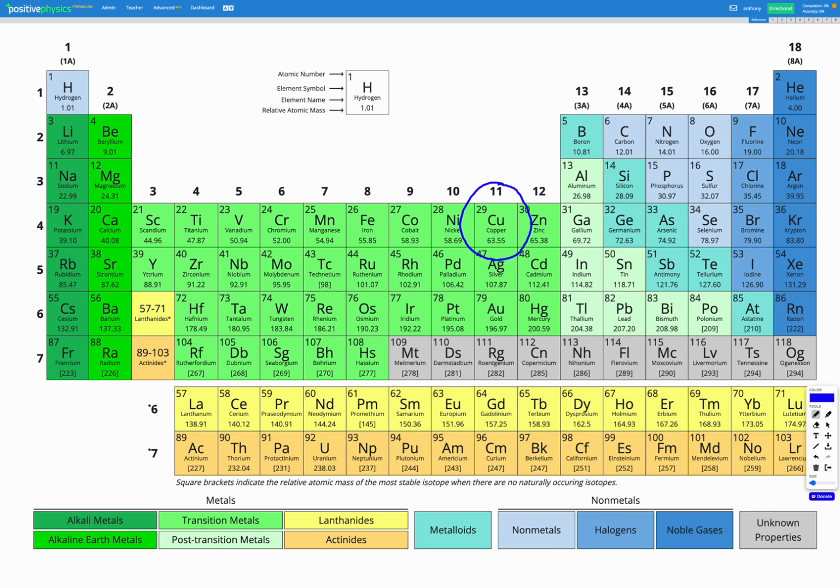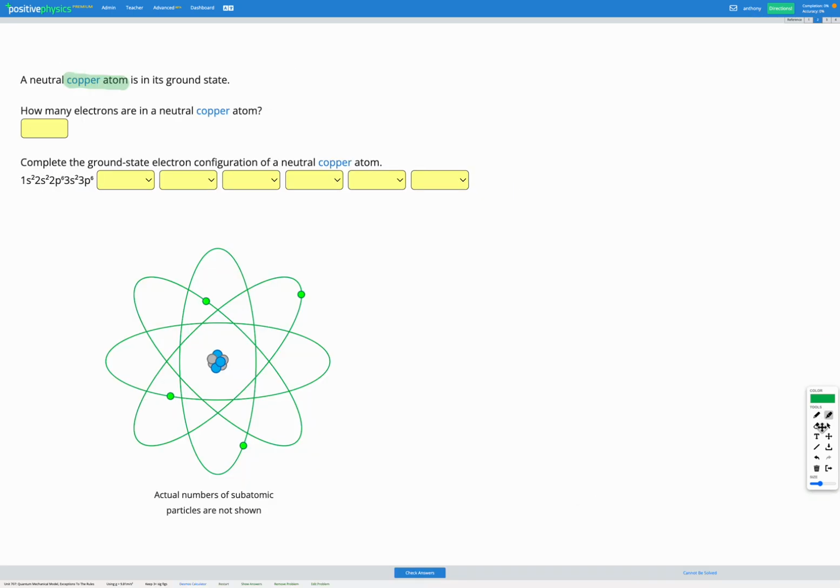It's one of the transition metals, and it has an atomic number of 29, meaning 29 protons, and therefore 29 electrons in a neutral atom. So 29 electrons in a neutral copper atom. We're trying to find the ground state electron configuration.